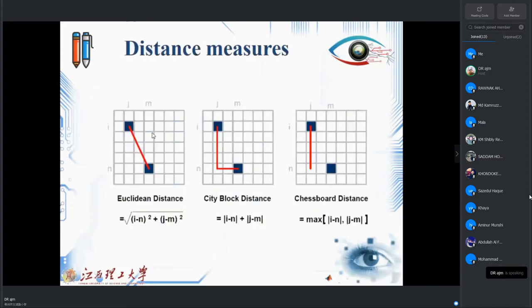In one figure, if I want to show the distance measurements, this is a nice picture that I found. You will see that the Euclidean distance is something like this. The city block distance between two pixels comes like the second picture. And the last picture is the chessboard distance, which you can see. Where we use these pixel distance measurements, we will see, but first we should know their formulas and how to calculate them.